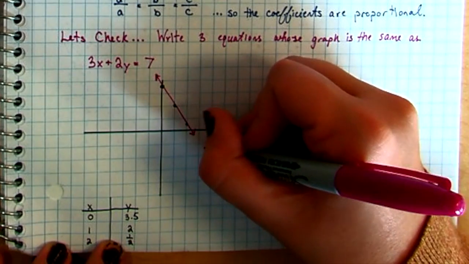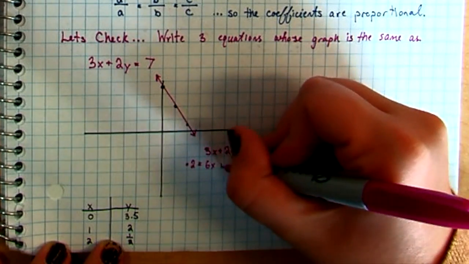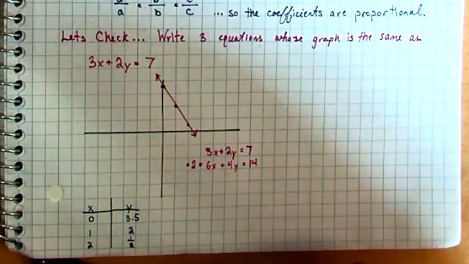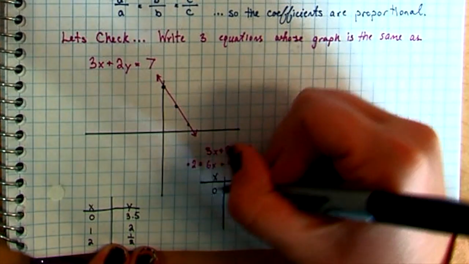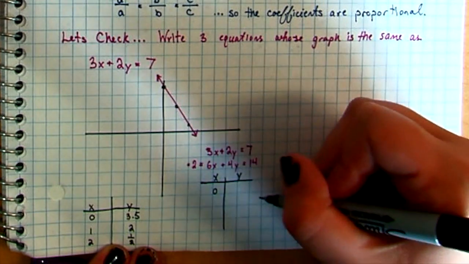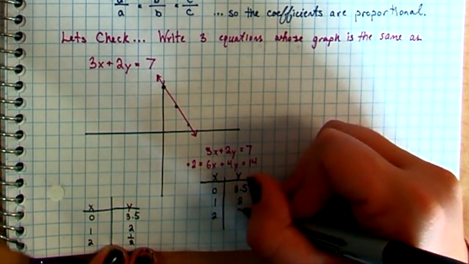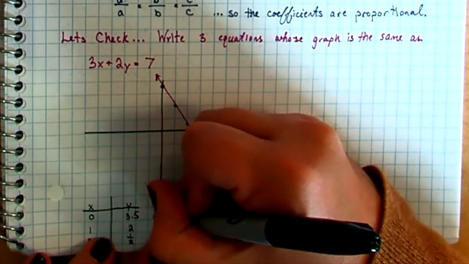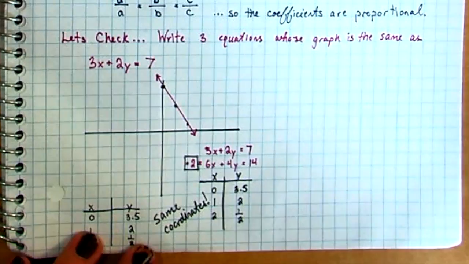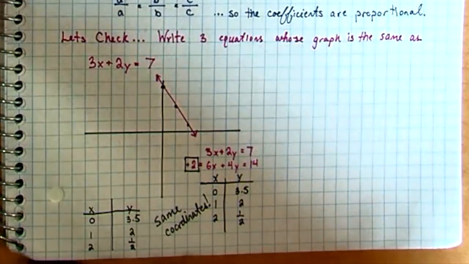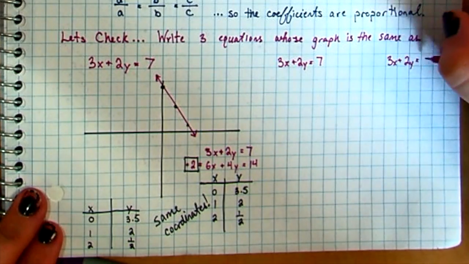Now let's change that equation with a constant. So 3x plus 2y equals 7. I'm going to multiply that whole equation by 2, a scale factor of 2. So 3x times 2 is 6x, 2y times 2 is 4y, 7 times 2 is 14. And now I'm going to look again and say, okay, if x was 0, what's my y? If x was 1, if x was 2. And I'm getting the same coordinates as I did in my original equation. Just because I multiplied by a scale factor of 2 doesn't mean that I've actually changed my equation at all.